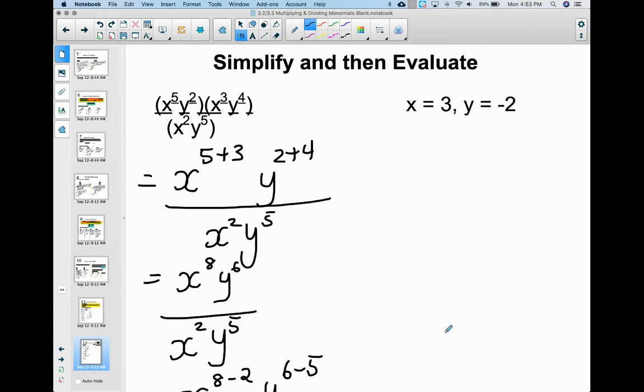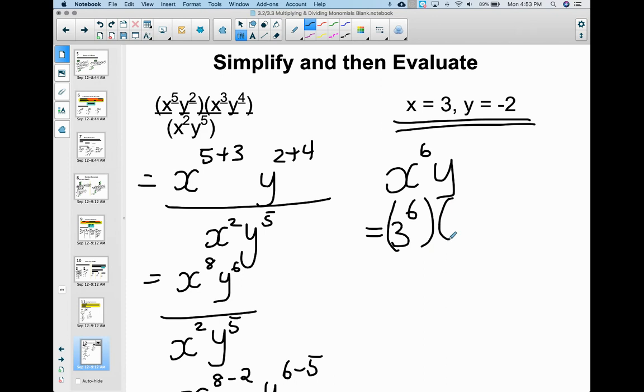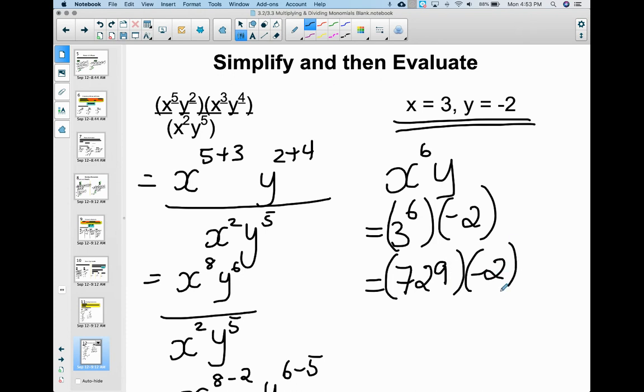And now we have our values for each variable. So let's substitute them in. And now we follow BEDMAS to solve, which gives us a final answer of negative 1,458.